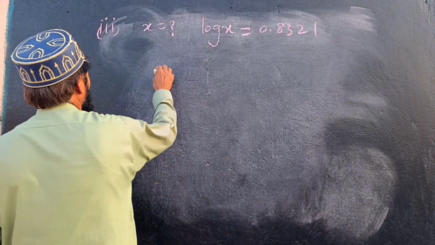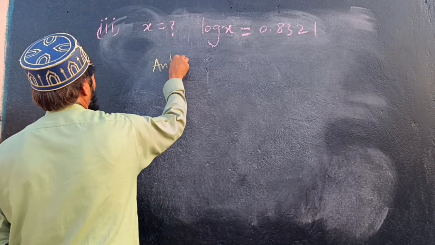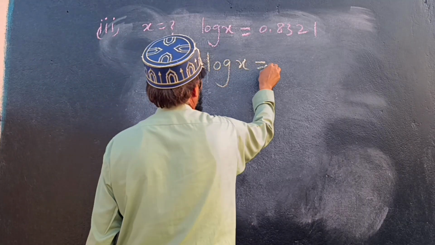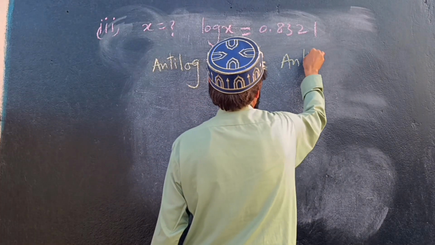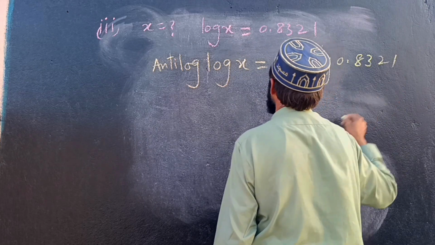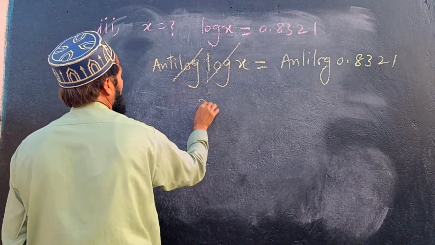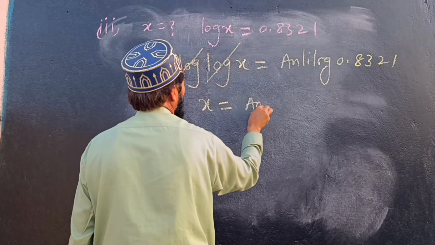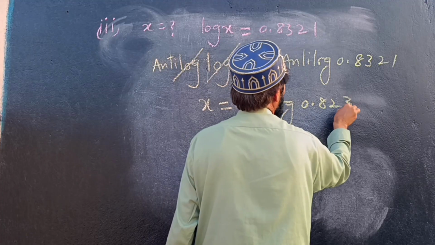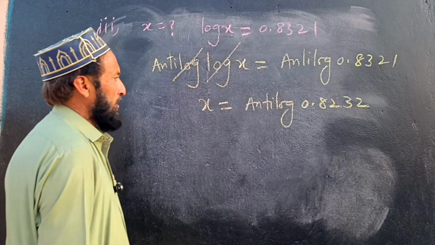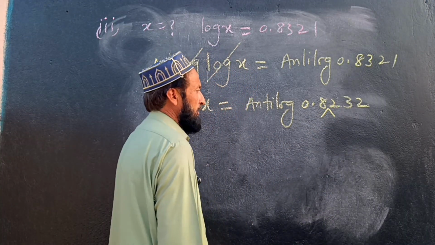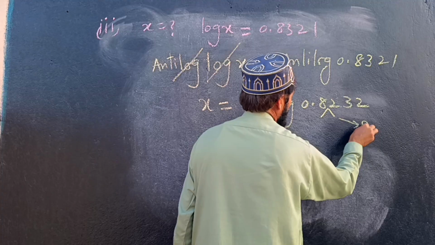Taking anti-log on both sides, anti-log on both sides, anti-log of log of x is equal to anti-log 0.8321. So this will be cancelled to each other. We get the value of x equal to anti-log 0.8321. And for anti-log, first of all, we find the characteristic, and here the first integer we take as reference; this notation is called reference.